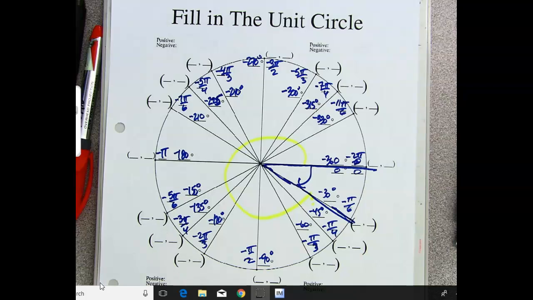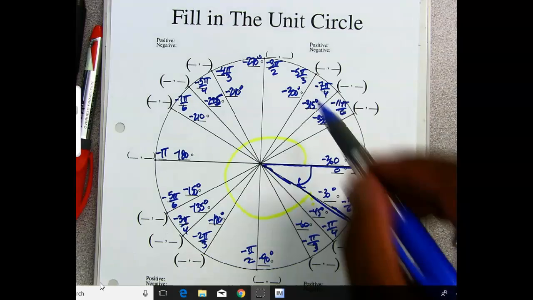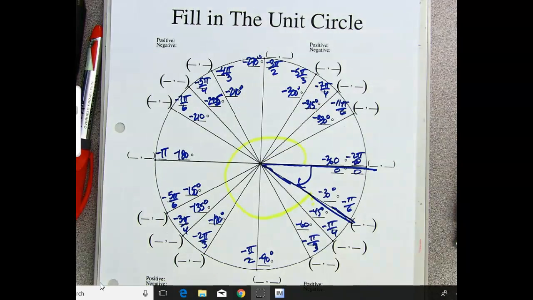All right, so those are the angle measures that we typically use for our unit circle. Tomorrow we're actually going to go over these values. Okay, any questions on this?